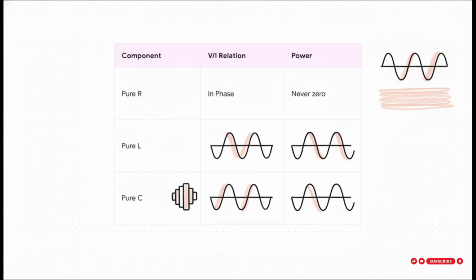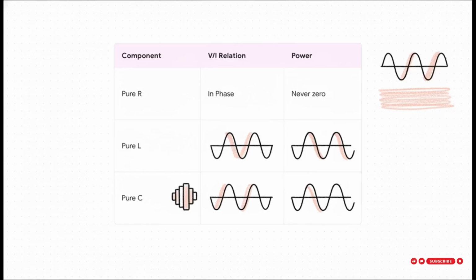First up, a pure resistor, or R. With a resistor, voltage and current are perfectly in phase. They run side by side, totally in sync, and the power is never zero or negative. Next is the pure inductor, L. An inductor is kind of like an electrical heavyweight. It actually makes the current lag behind the voltage by exactly 90 degrees. And get this, the average power demand is actually zero.